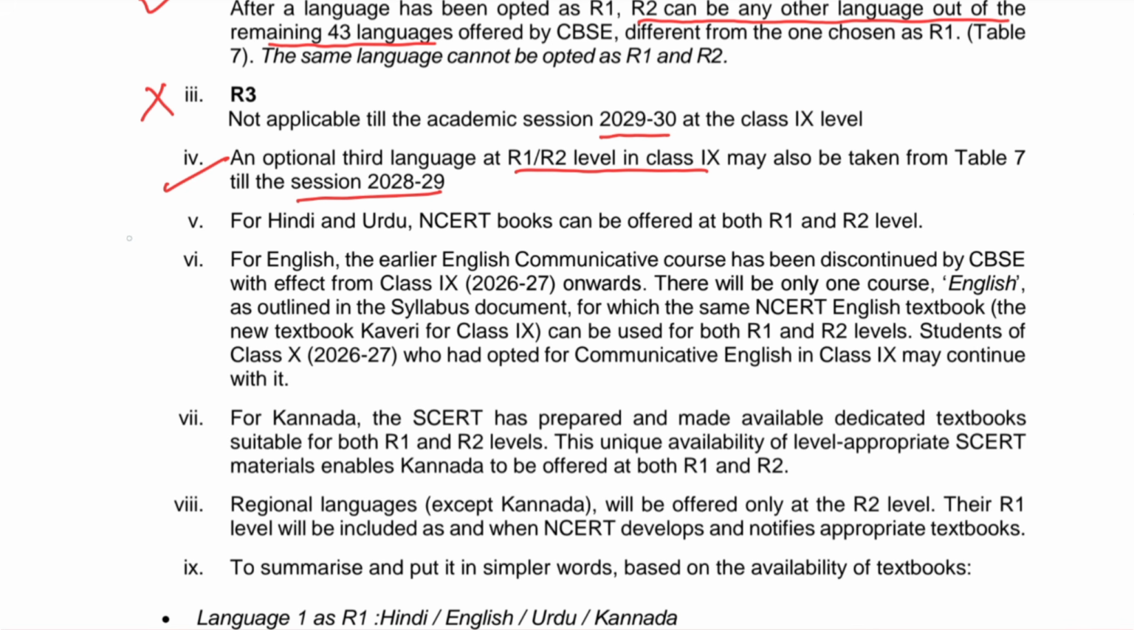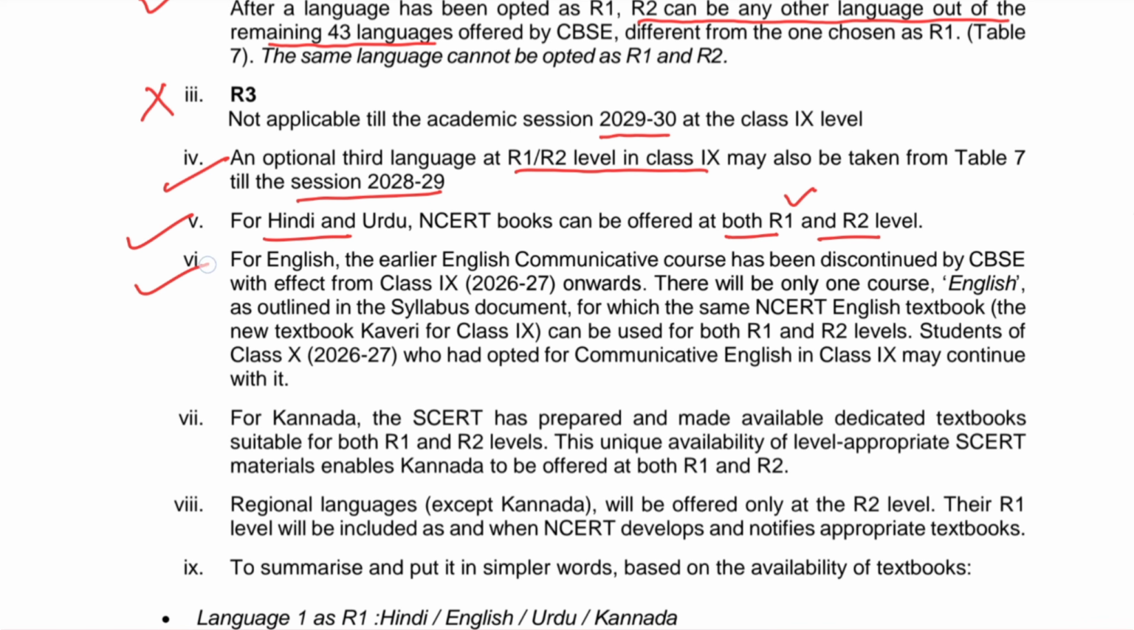Next important point, for Hindi and Urdu, NCERT has offered two books for R1 and R2. Means for Hindi and Urdu there will be two different books. R1 will have a different set of books and R2 will have a different set of books. If a student has chosen R1, they are going to study only the book issued for R1. And if they have chosen R2, they have a different set of books for Hindi as well as Urdu.